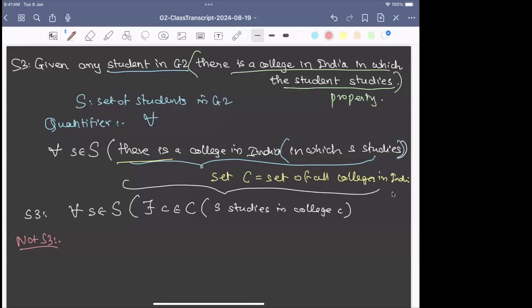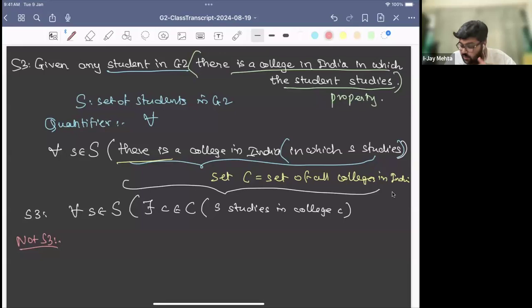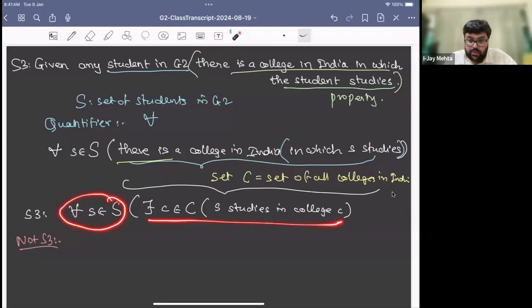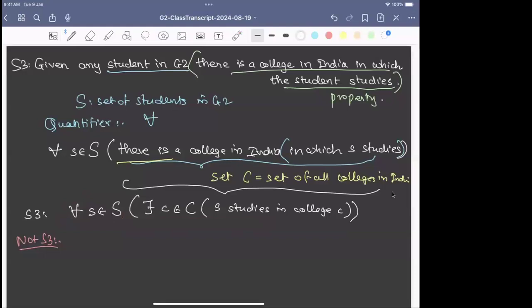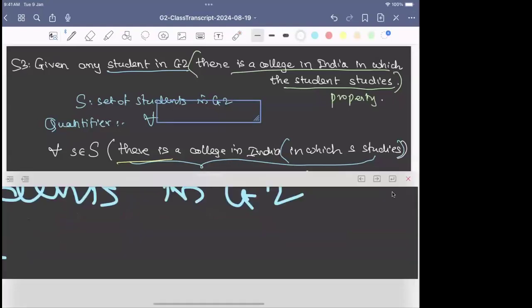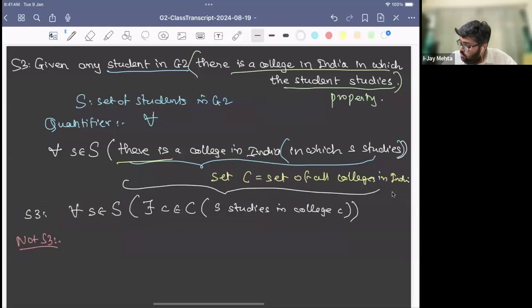There exists a small s belonging to S for which the property holds. So when is the statement true? If given any student in S, this property holds. Okay, when is the statement false? If we can find one student, that is, if there exists some s in S for which this property does not hold.